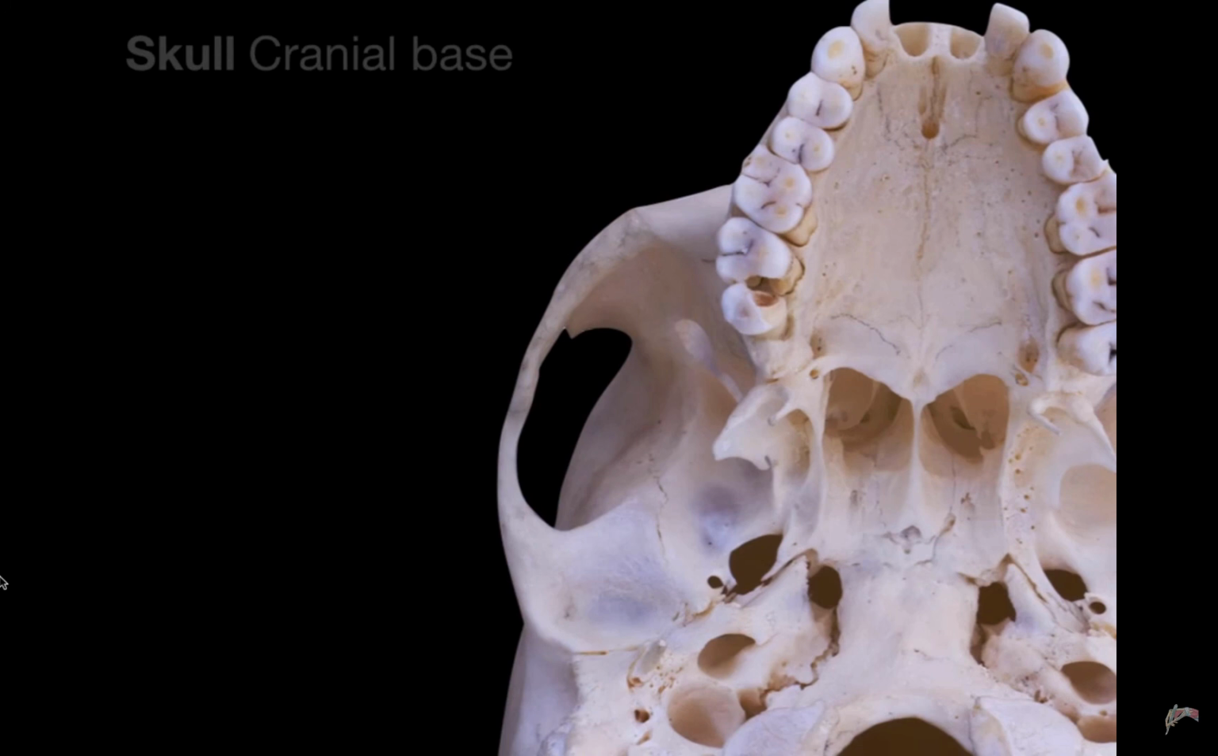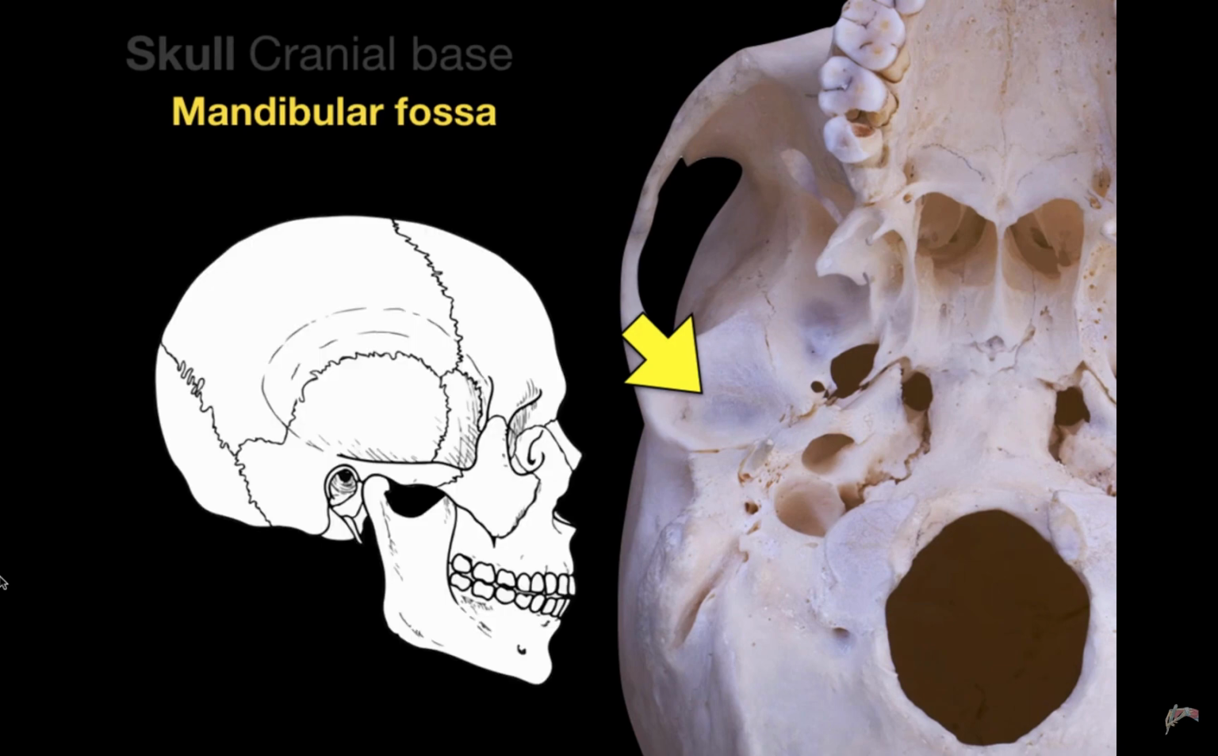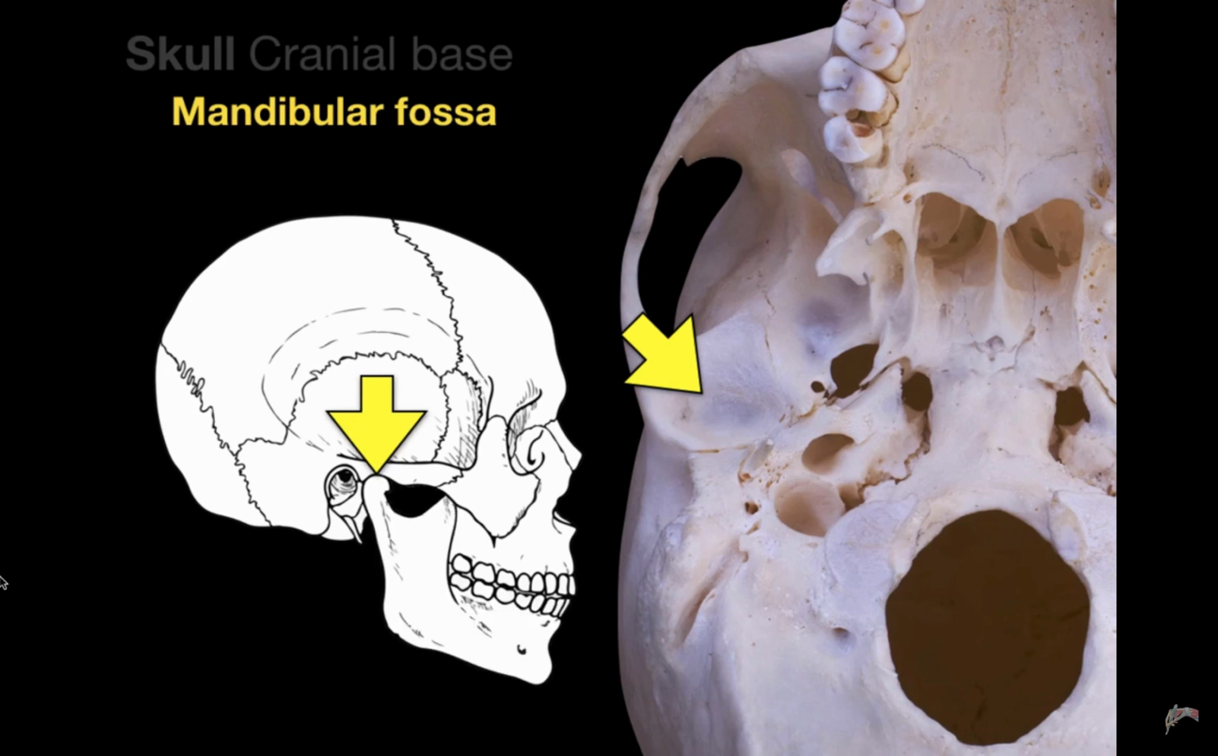All right, so now let's talk about the mandibular fossa, which is located there in the temporal bone. This mandibular fossa articulates with the mandibular condyle there to give us our temporomandibular joint.